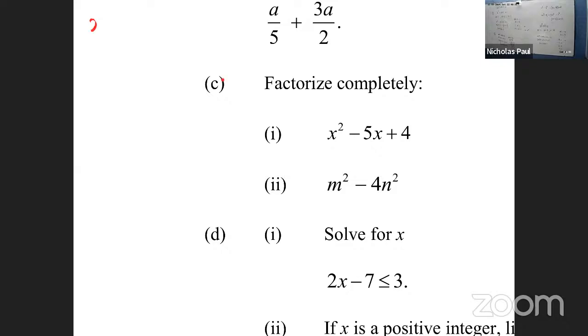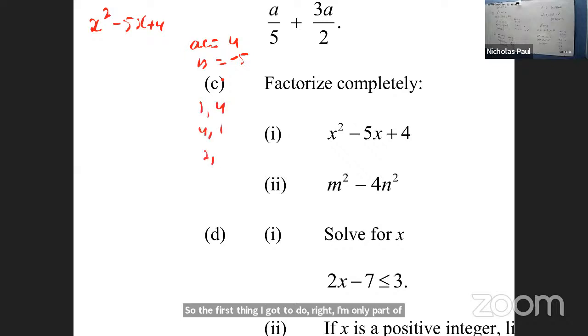So the first one is x squared minus 5x plus 4, a times c is 4 and b is minus 5. So the first thing I'm going to do is write down all the factors: 1, 4, 4, 1, 2, 2. When I add, I have to get minus 5. So therefore, I'll put a minus here and here, right? That's the next option as well.